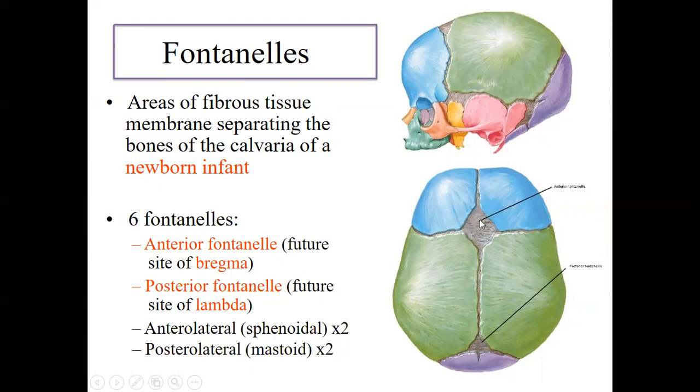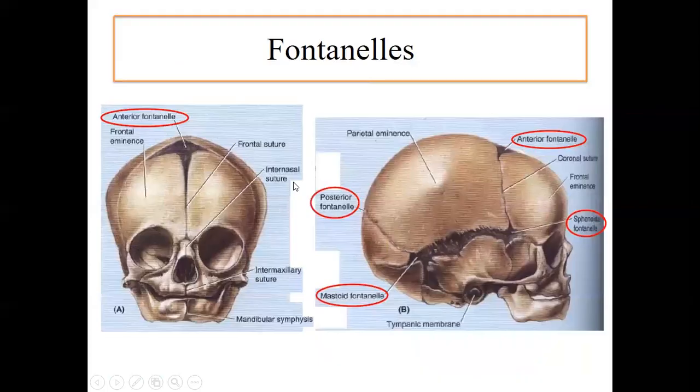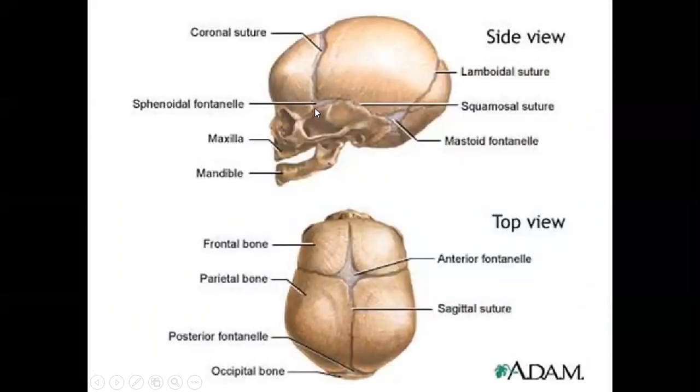So we have the anterior fontanelle. This anterior fontanelle becomes the future site of the bregma. And then at the back, we have the posterior fontanelle that becomes the future site of the lambda. And on the other sides here, we have the anterolateral, or sphenoidal, and posterolateral, or mastoid, fontanelles, two on each side. So altogether we have six fontanelles. Okay, the anterior fontanelle, you can see here, this is the anterior fontanelle. This is the posterior fontanelle. This is the sphenoidal fontanelle, and this is the mastoid fontanelle. Okay, the same picture, just to show you all the fontanelles: the sphenoidal, mastoid, anterior and posterior fontanelles.